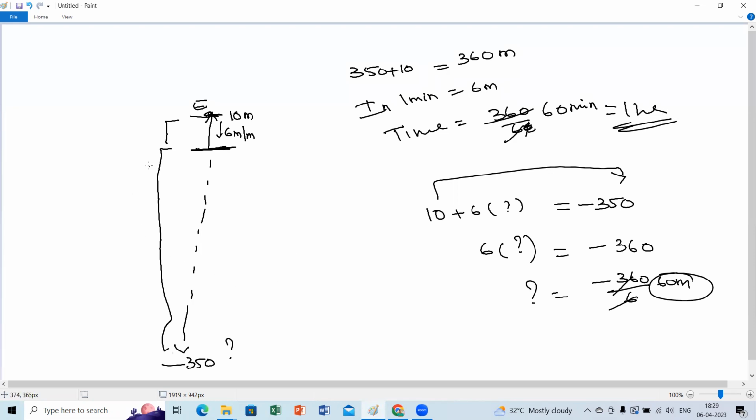We should take the absolute value, children, in between distance. If you are calculating distance, we are taking only the absolute value. That's about your chapter, children.